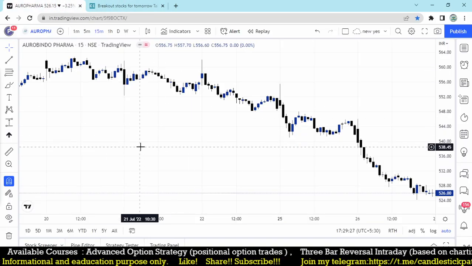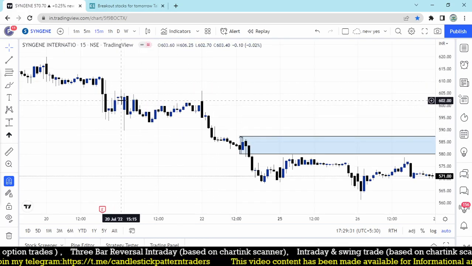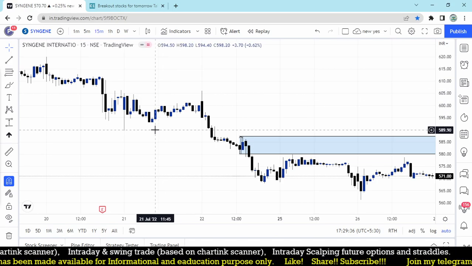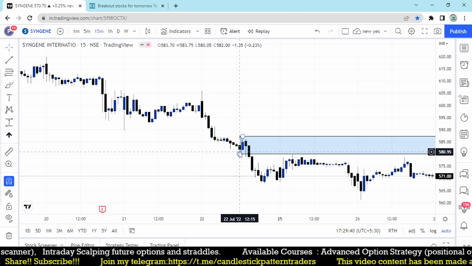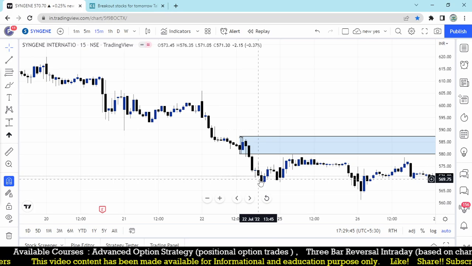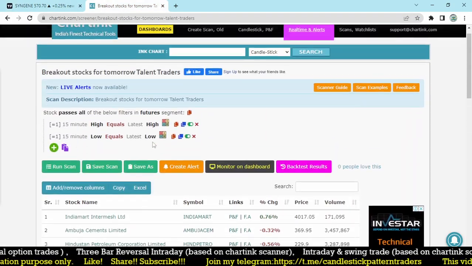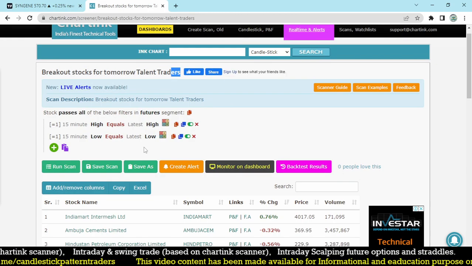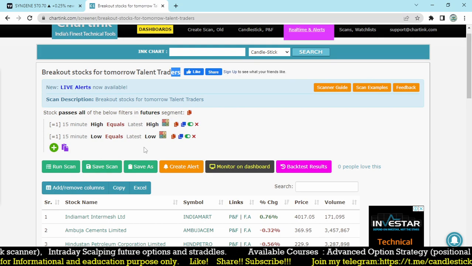And Syngene, just one. It's also another kind of trade where it triggers your entry initially and then triggers your stop loss. After the stop loss, there may be chances to recover, and it fell down very big. So there is a good opportunity using the scanners and screeners. This is the screener you can make use of. The name is breakout scanner for stock tomorrow. You can copy and paste it and use it as per your needs.